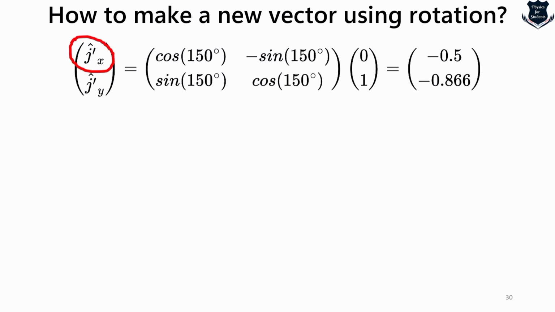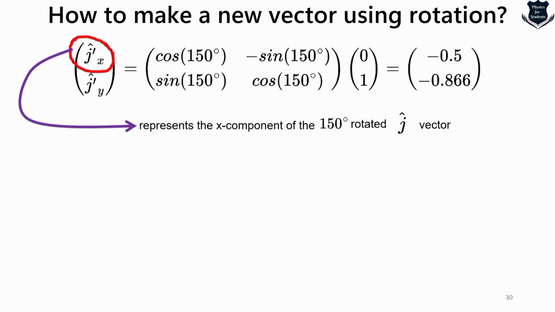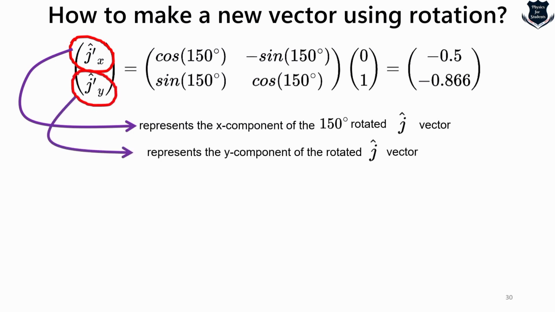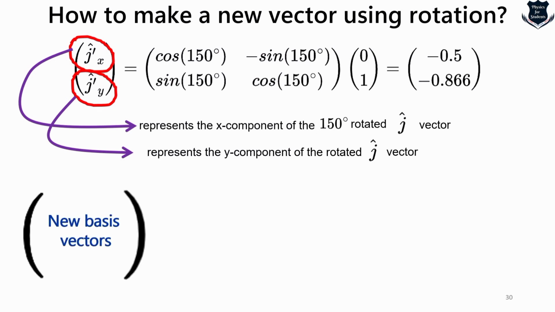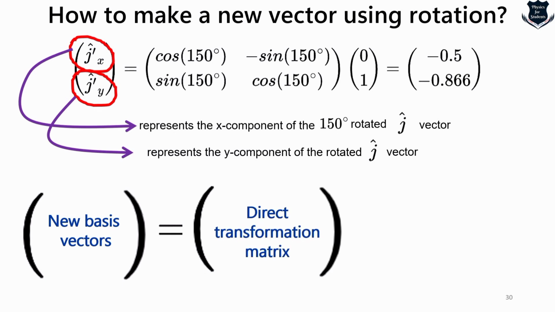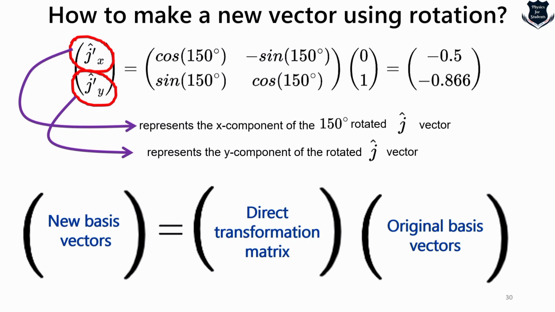Here again j prime x represents the x component of the 150 degree j vector, and j prime y represents the y component of the rotated j vector. So now you see that if I wish to transform a set of basis vectors into new basis vectors, we can use something which is called a direct or active transformation. So what we can say is that new basis vectors equals the direct transformation matrix multiplied by the original basis vectors. This is, I would say, an easy way out.